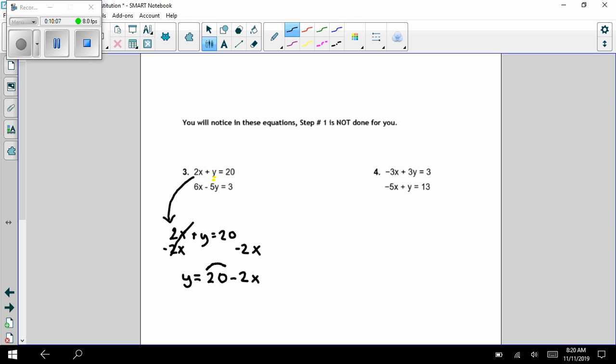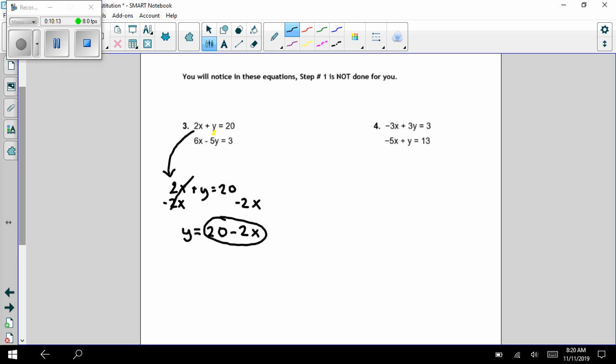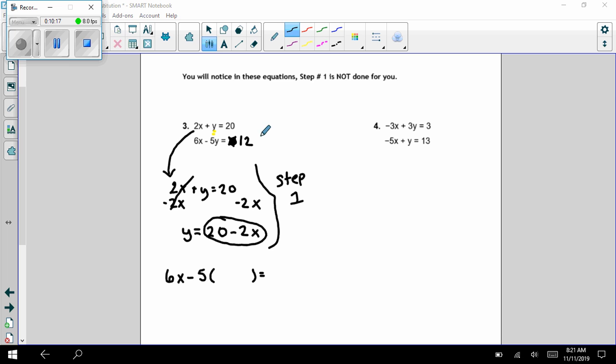So just like I did in the other examples, I'm going to circle what I'm plugging into the other equation for the y. The other equation on your notes was incorrect; I had to make a correction. It should be equal to 12. So I'm just going to rewrite everything except for the y: 6x minus 5, the space for y, equals 12.